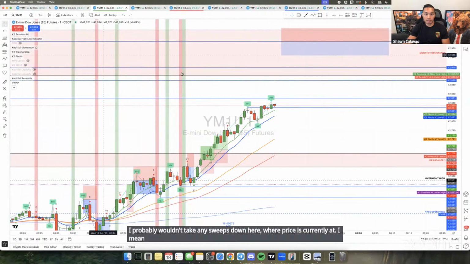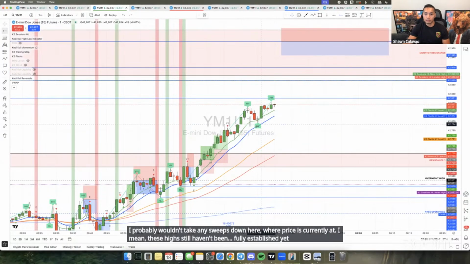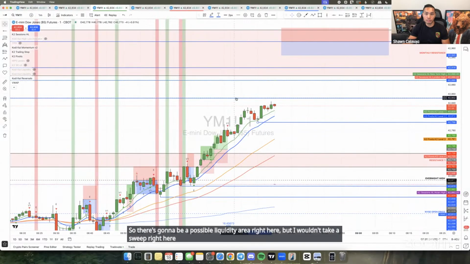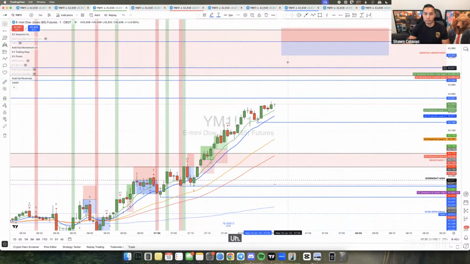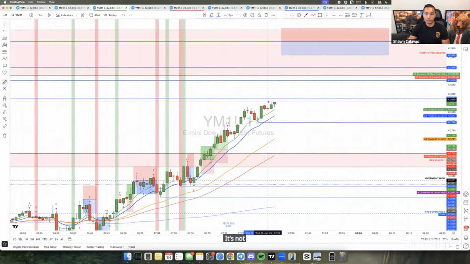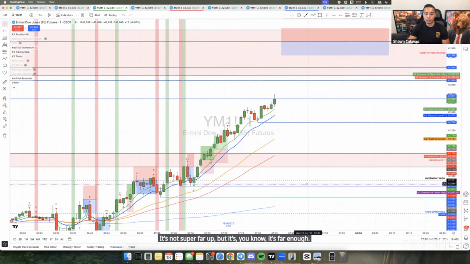These highs still haven't been fully established yet, so there's going to be a possible liquidity area right here, but I wouldn't take a sweep right here. If you want to take a really risky sweep, you can take it from right here at the sessions. The second level would be right here, but the one I'm looking for is way up here. It's not super far up, but it's far enough. It's 130 points. So we've got some time here.